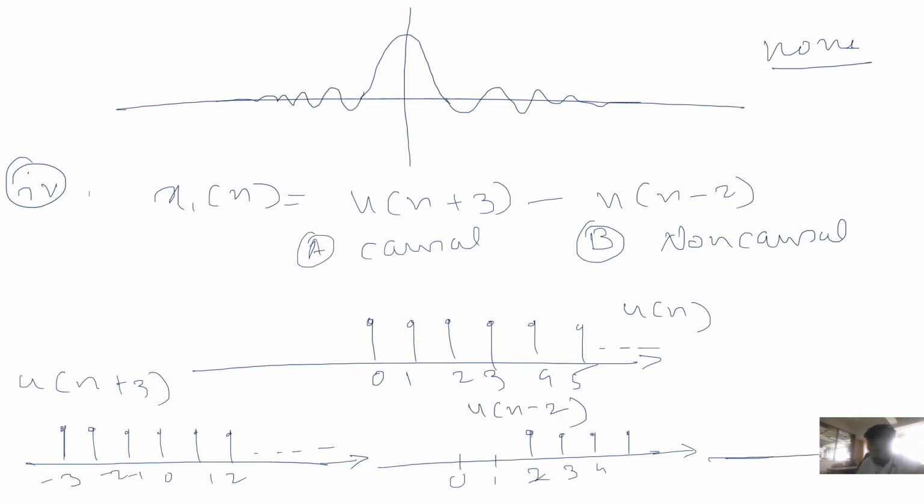Non-causal. It will have values from minus 3, minus 2, minus 1, because I am subtracting 0 from this, right? 0, and 1, and after this it is going to be 0 because this is going to get subtracted. So here it is starting from minus 3, so it is in the negative, and therefore this is causal or non-causal? Non-causal.